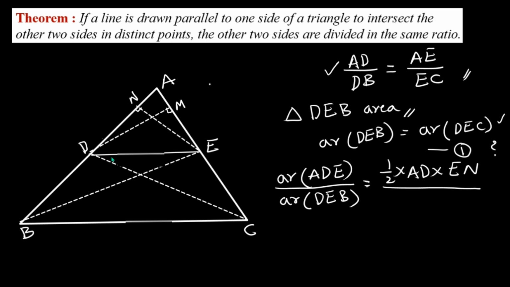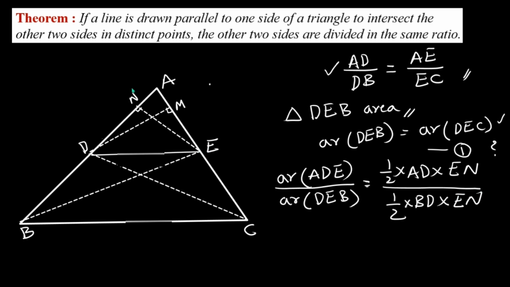Divided by the area of this triangle: half into base, which is BD here. What is the height? If we take this triangle, the height is again EN. It's clear, right? The base is this, and if you keep moving this point anywhere between these parallel lines, the height of the triangle here is EN.